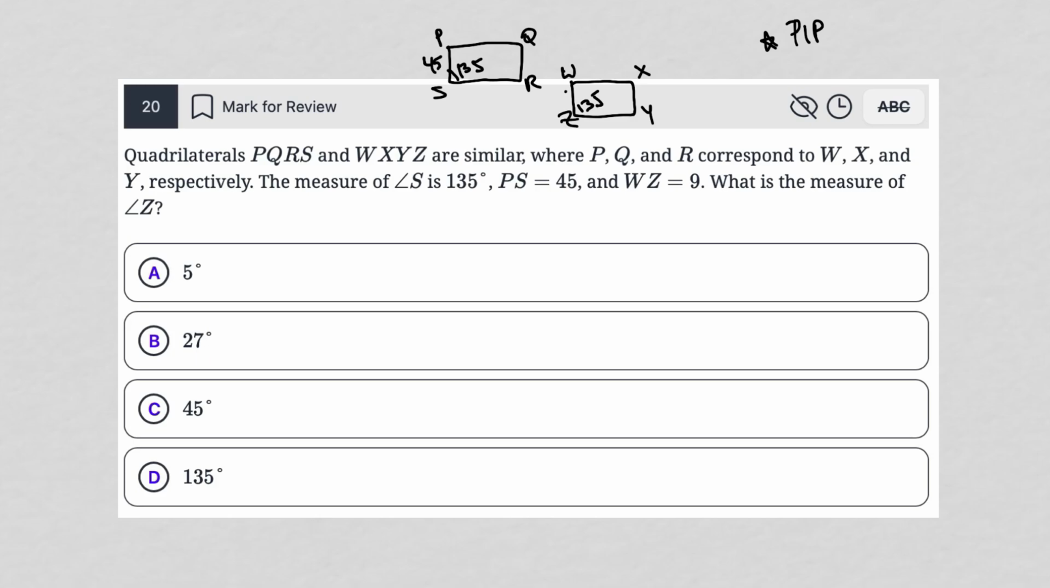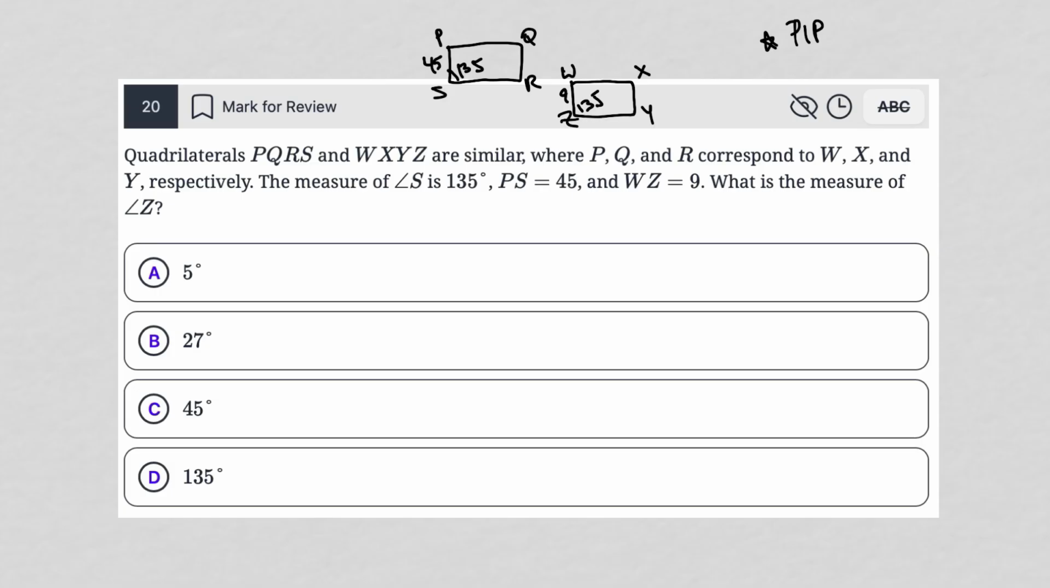All right, well, that tells us that the parallelogram WXYZ is 1/5 the size of the parallelogram PQRS. Or another way to think of it is quadrilateral PQRS is 5 times the size of quadrilateral WXYZ. So that's very helpful. So WZ is 9. What is the measure of angle Z?